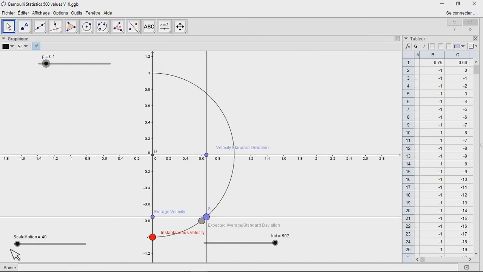P equals 0.1. The displacement is negative. The scale for motion is set to 500.